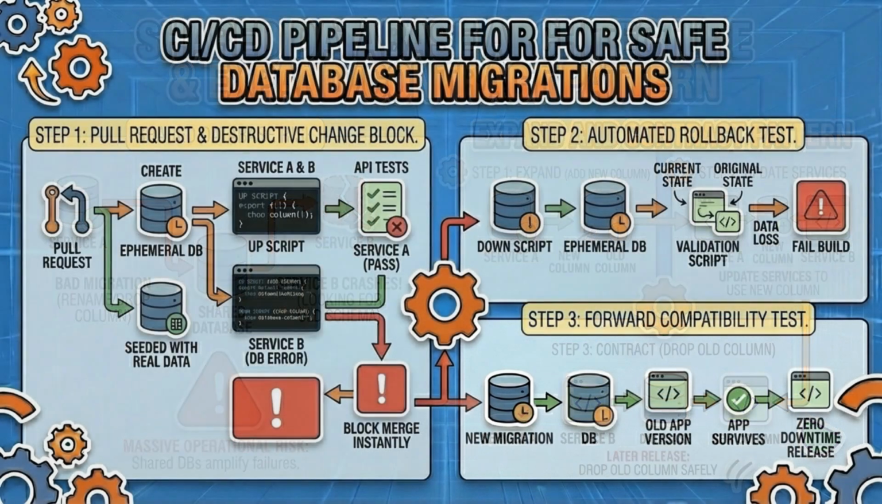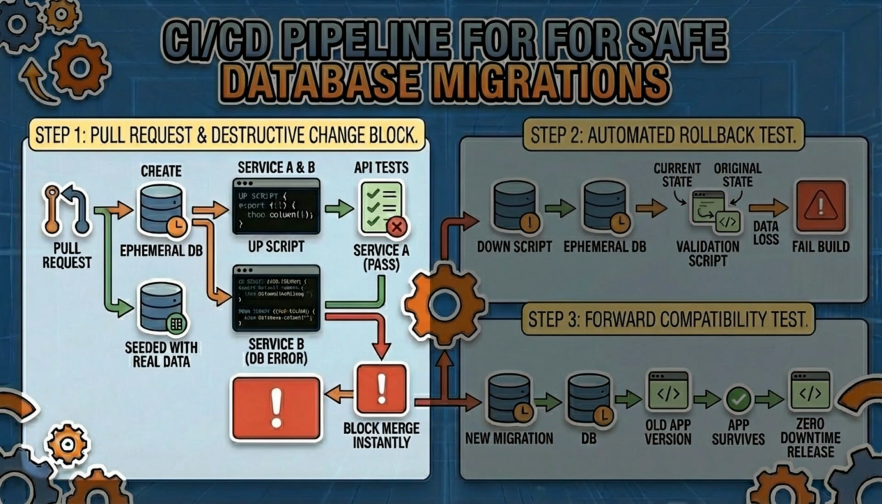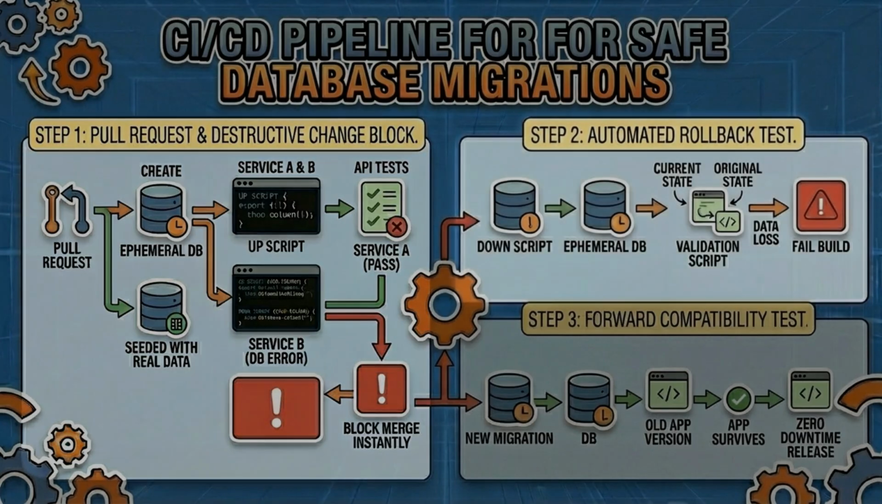Here is how you can use it in a CI/CD pipeline today. Step 1. On every pull request, spin up an ephemeral database, seed it with real data, and start both Service A and Service B. Run the migration up script. Then run your automated API tests against both services. If Service B throws a database error, the migration is destructive, and the CI pipeline must block the merge instantly.